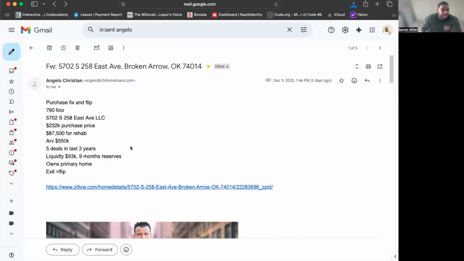So let's just jump right into it. This is a deal that came in from a broker of mine. As you can see, here's the address here. This is a fix and flip deal in Broken Arrow, Oklahoma. Typically, when I'm building networks with brokers, there's a format that I like the deals to come into that's going to answer every question that I need.